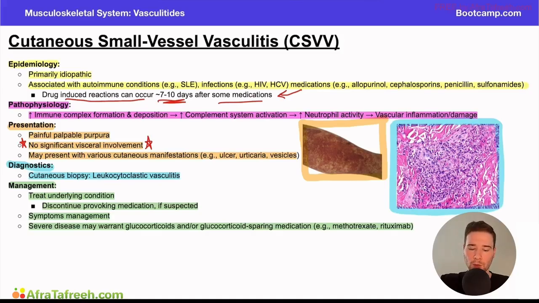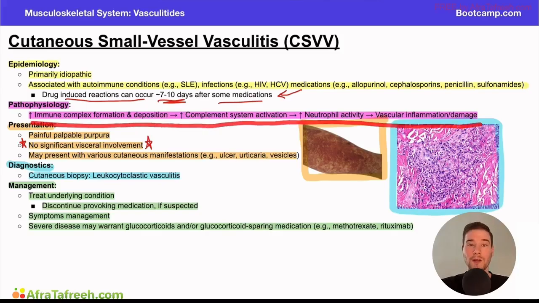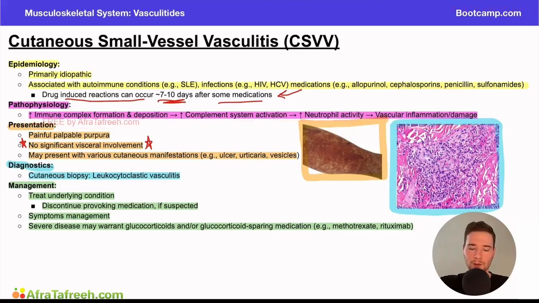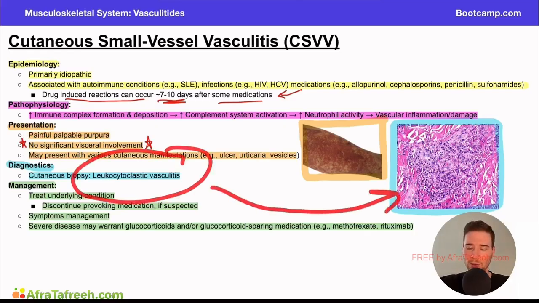Pathophysiology is going to be due to immune complex formation, deposition, activating the complement system that leads to vascular inflammation. The presentation here is really going to focus around the skin findings, right? The painful palpable purpura, the ulcers, the urticaria, vesicles. Typically, there's not going to be significant other organ involvement. Diagnostics here really going to focus around the biopsy, the leukocytoclastic vasculitis, which we talked about here.